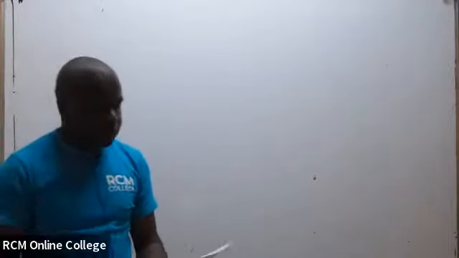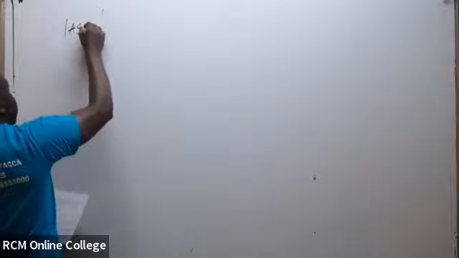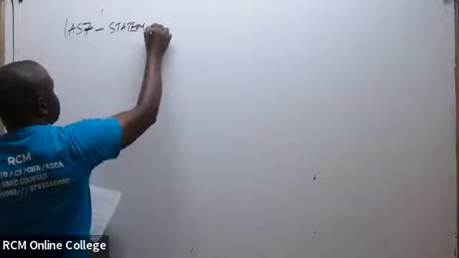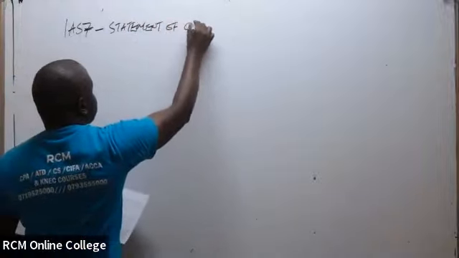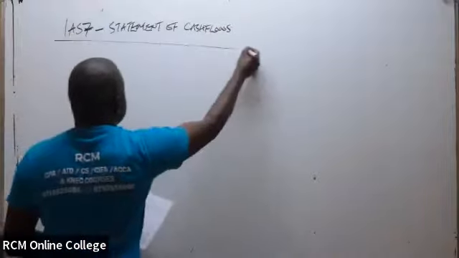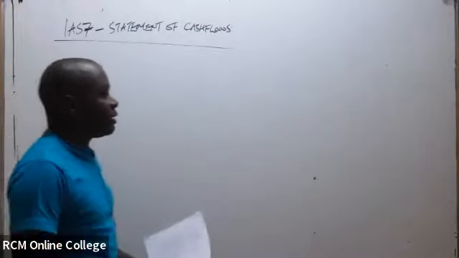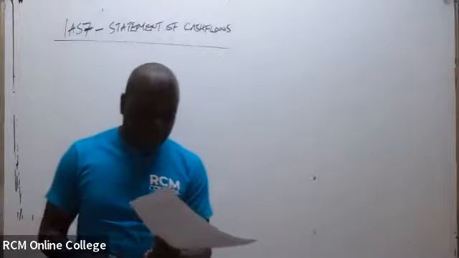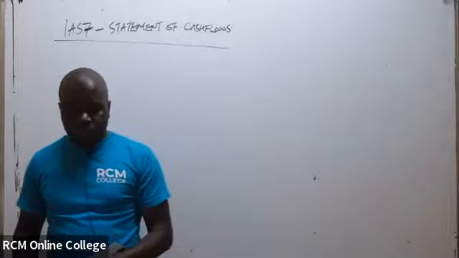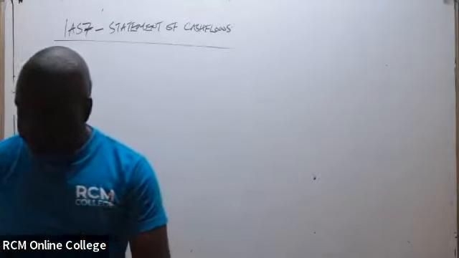So I want us now to change gears a bit in the remaining minutes. I want us to look at International Accounting Standard number 7. This is what? Statement of cash flows. You can write this down: IAS 7, Statement of Cash Flows.